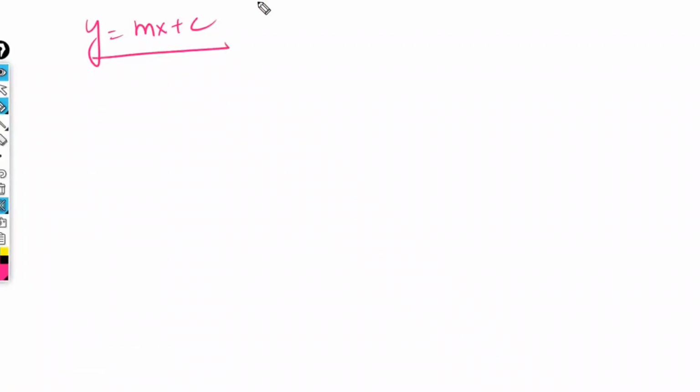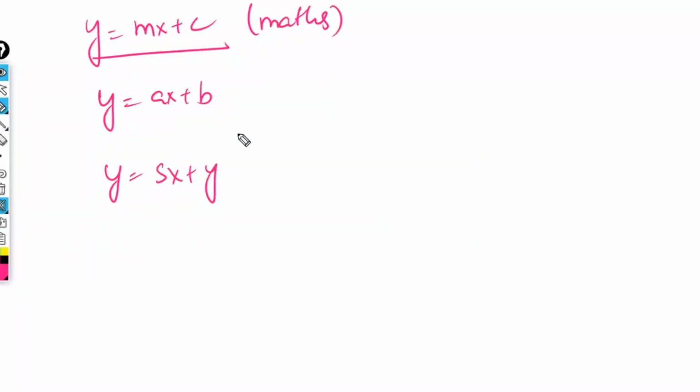So y is equal to mx plus c. In our country, we write this equation as y is equal to ax plus b, where a is the slope and b is the intercept. Can I write like this, sir? I can write y is equal to sx plus i, where s is the slope and i is the intercept. The choice is mine; I can select my choice. This is the standard one for India.